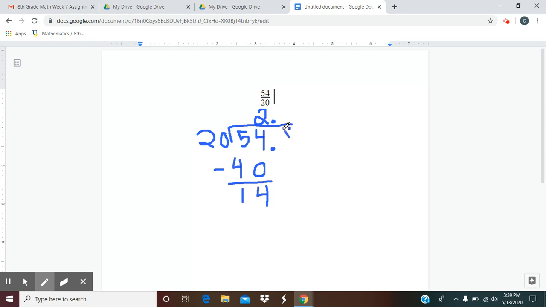And I'm going to add a 0 because 54.0 is equal to the same thing as 54. Those are equivalent. So now I can drop the 0 down and ask myself, how many times does 20 go into 140? Or how many times can I divide 140 by 20? And the answer is 7. 20 times 7 equals 140 exactly. So 20 times 7 gives me 140.